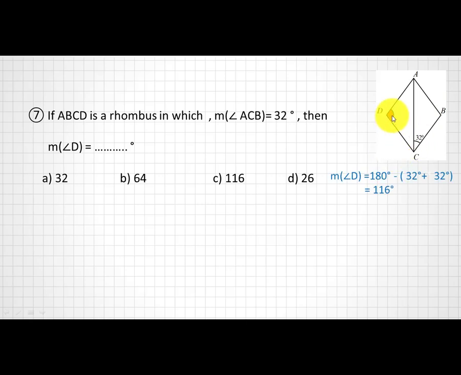Then I want to find measure angle D. Measure angle D and measure angle C are what? Consecutive. Their sum equals 180 degrees. Then measure angle D equals 180 minus 32 plus 32, or minus 64. Then 180 minus 64 equals 116 degrees. The measure angle D equals 116 degrees.